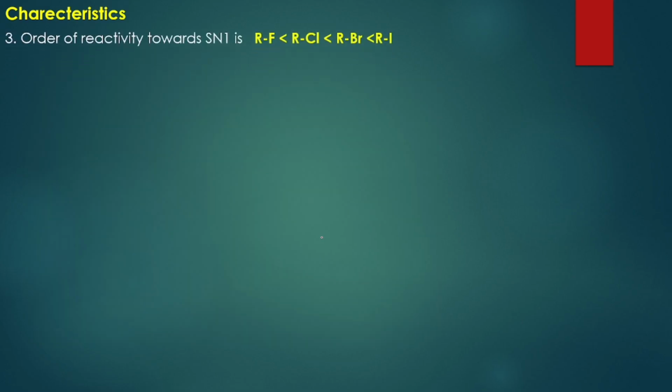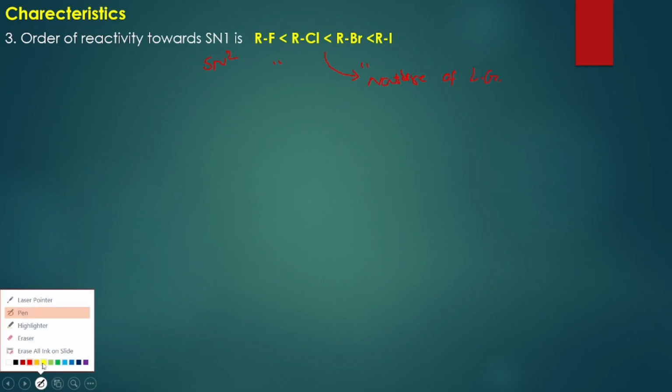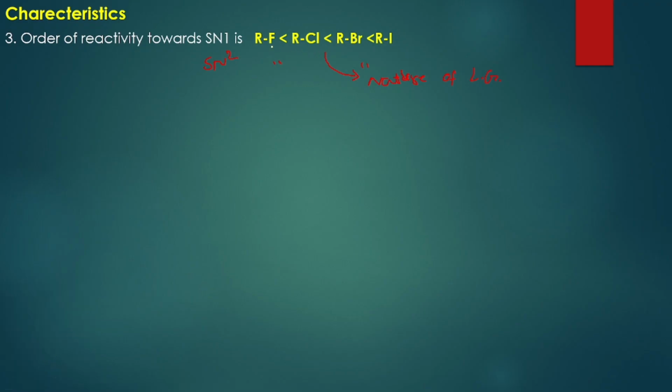Next, order of reactivity towards SN1. See here again, don't get confused. Whatever it may be, either SN1 or SN2, the order is the same, because this order depends on the nature of leaving group. So in SN2 as well as SN1, the order of alkyl halides is the same, because it depends on the nature of leaving group, not on the nature of alkyl group here. That's why in both cases alkyl iodide is the most reactive.